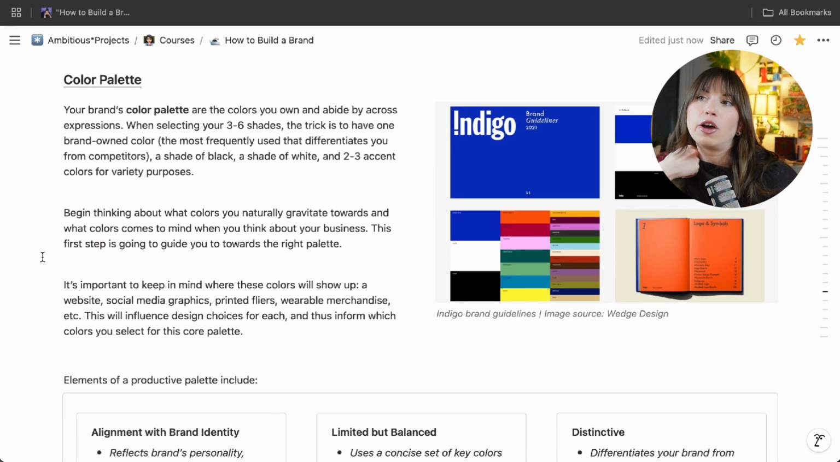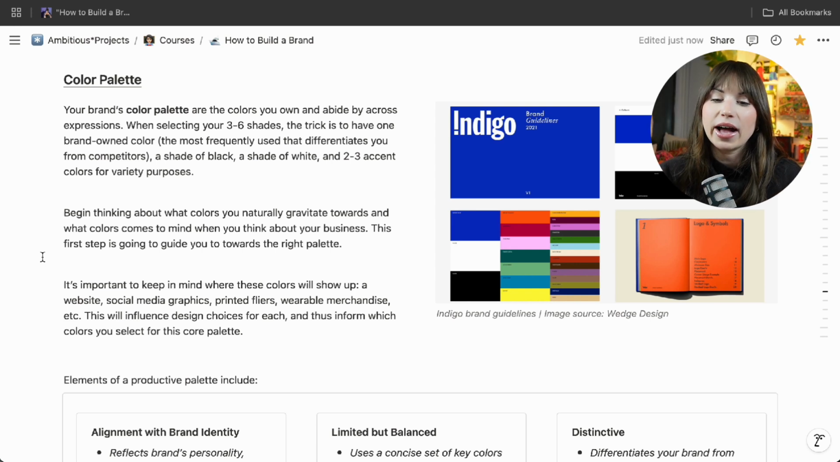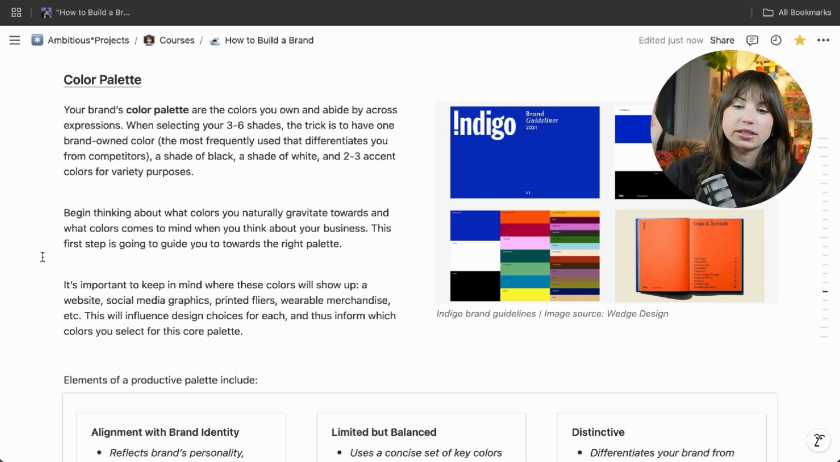Your color palette helps continue the story of your brand. You are going to have at least 3 core shades. You're going to have your brand own color, you're going to have some shade of black, a shade of white, and then 2 to 3 accent colors. The best way to think about your color palette is by tapping into the colors that you naturally gravitate towards when you think about your business.